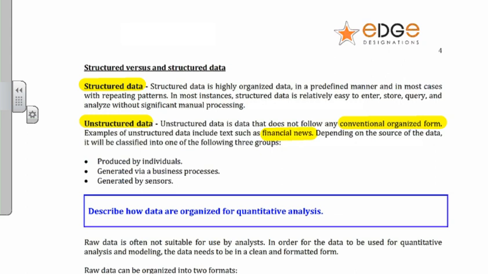Okay, so you can have a whole news report, and that is what we would call, yes, it's data. The news report is data, but it's completely unstructured. It can be classified into one of the following groups: produced by individuals, generated via business process, and I'll talk about this last one, generated by sensors. You could well have the sensor at the entrance to a business, picking up people as they come in and out of the business.